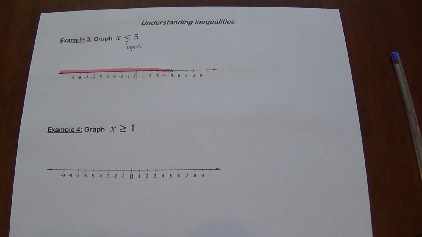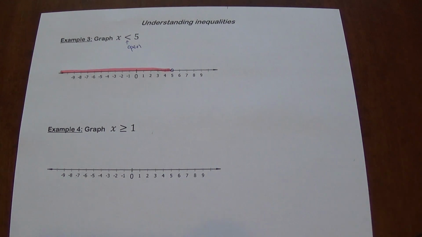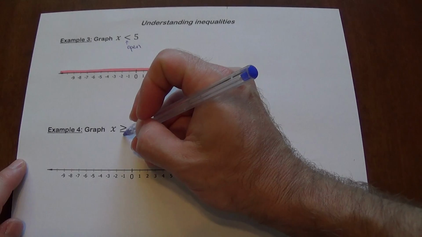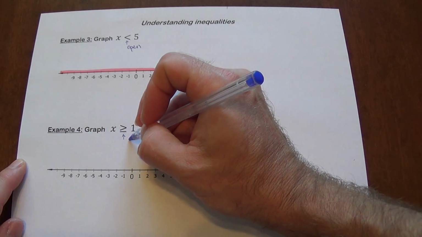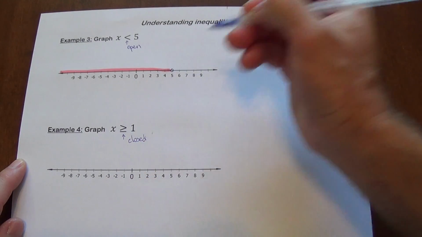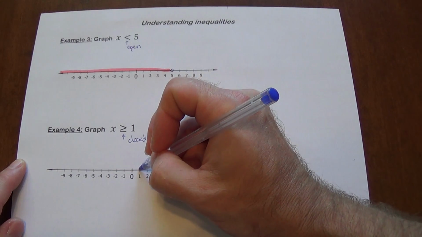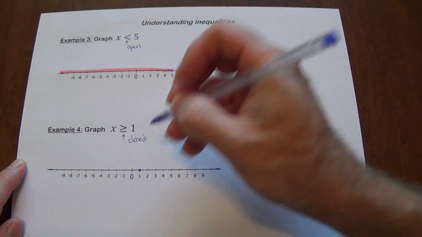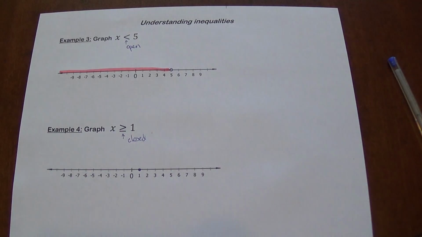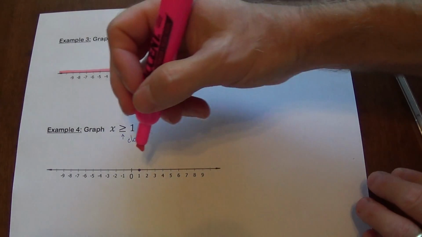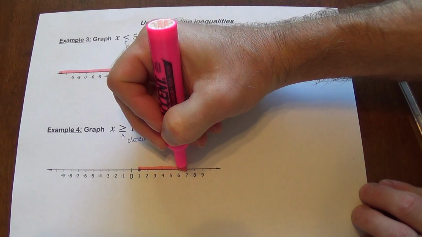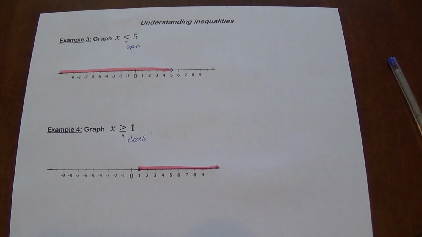And our example 4 says x is greater than or equal to 1. Equality here means this one's going to be closed. So here's 1. We're going to close this circle, and all the numbers that are greater than 1 are located on the right hand side of it. Okay, and that's how you graph inequalities. Hope this helps.